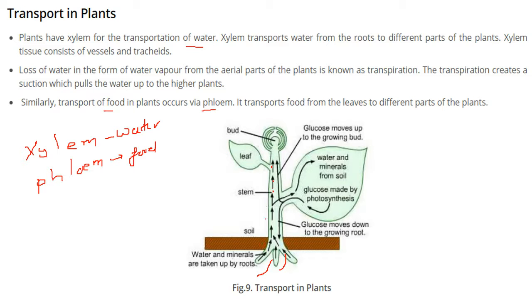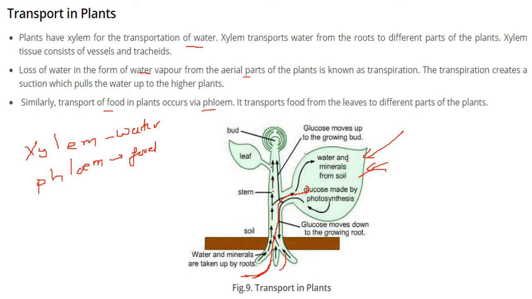Xylem tissue consists of vessels and tracheids. There is a loss of water because these are leaves, sunlight is falling over them. So loss of water in the form of water vapor from the aerial parts of the plants is known as transpiration. The transpiration creates a suction which pulls the water up to the higher parts of the plant. So if there is transpiration, the roots automatically suck the water from the soil and give it back where the transpiration has taken place.